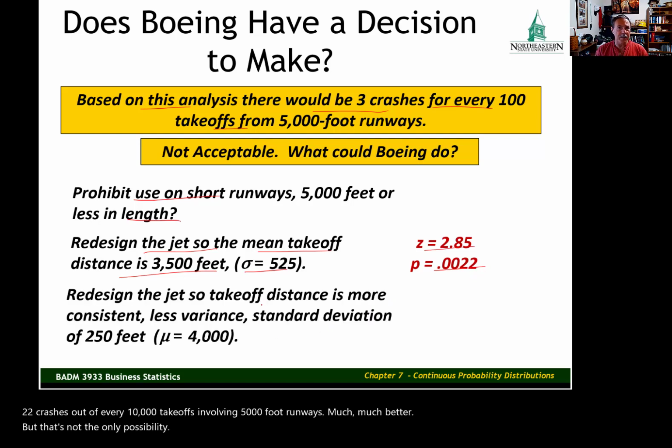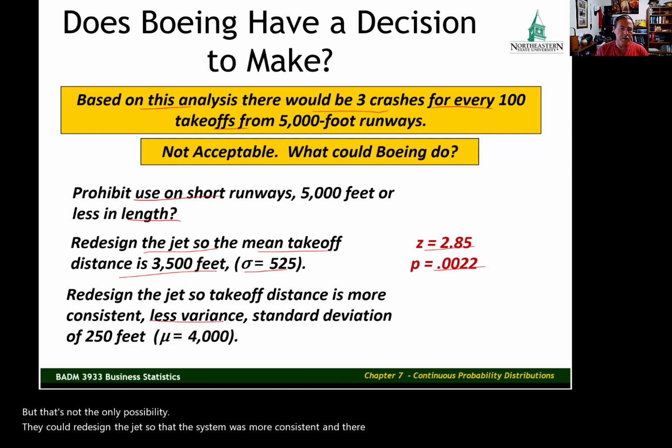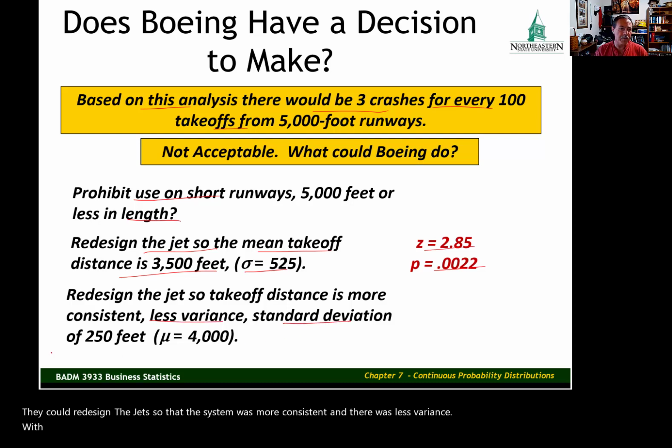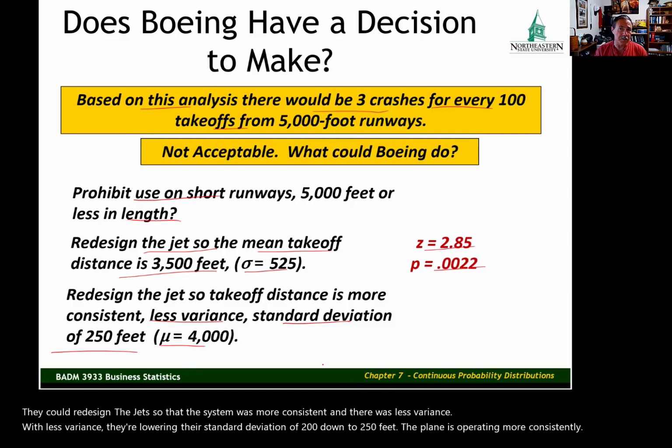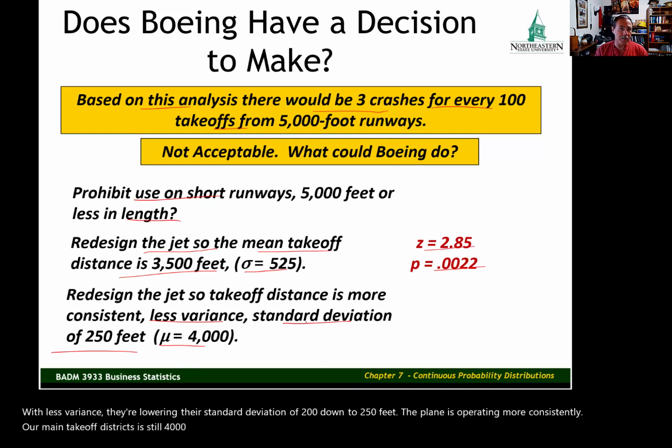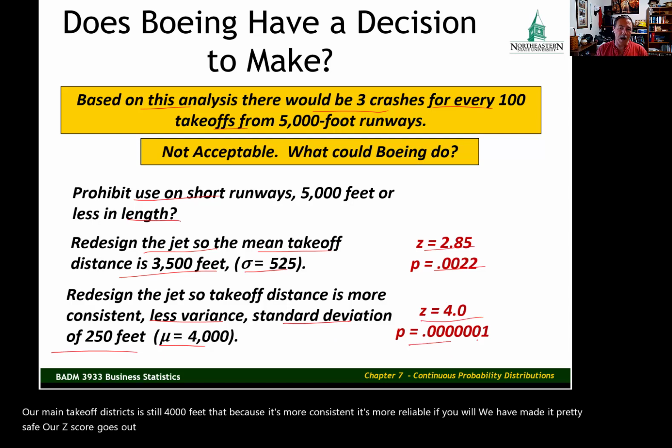They could redesign the jet so that the system was more consistent and there was less variance. With less variance, they're lowering their standard deviation from 525 down to 250 feet. The plane is operating more consistently. Our mean takeoff distance is still 4,000 feet, but because it's more consistent, more reliable, if you will, we have made it pretty safe. Our z-score goes out to 4.0, and our probability of a crash because of takeoff distance is extremely low. Very improbable that it would occur.